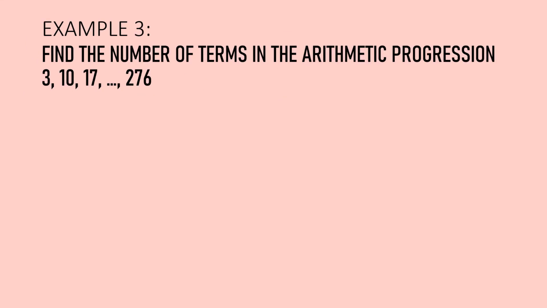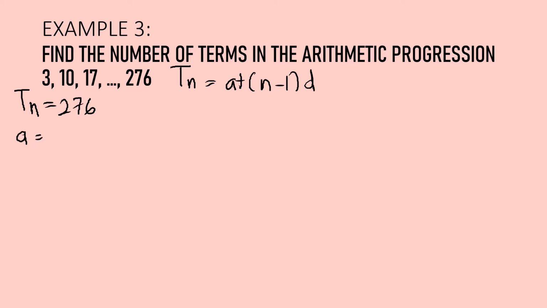Next is example 3, find the number of terms. The arithmetic progression uses the same formula, a plus n minus 1 d. So we need to find the number of terms in this. We already have Tn equals 276. A is 3. D is 10 minus 3 equals 7.